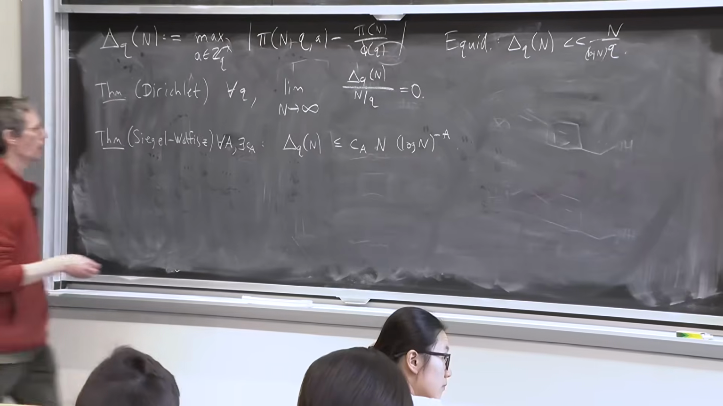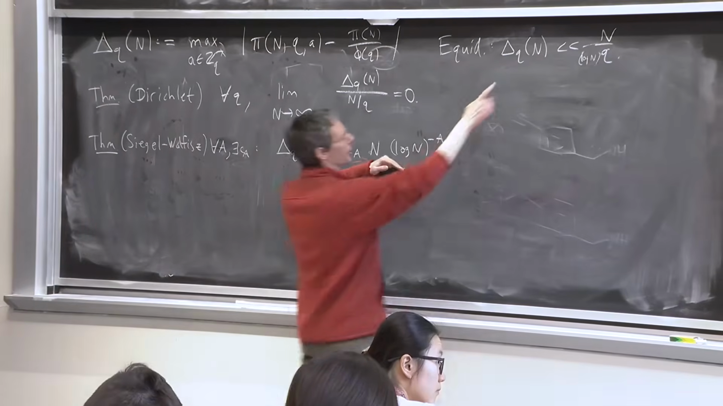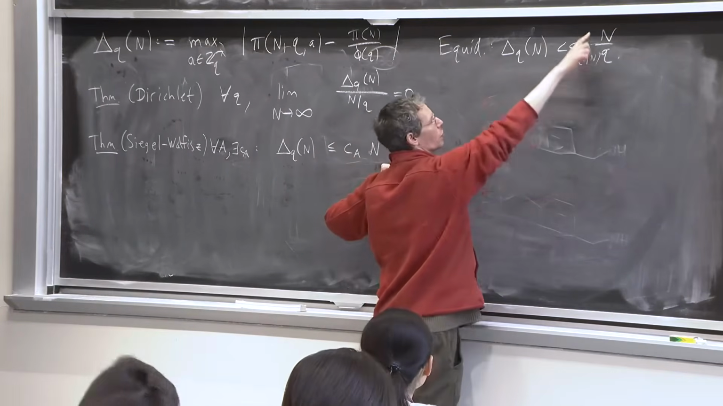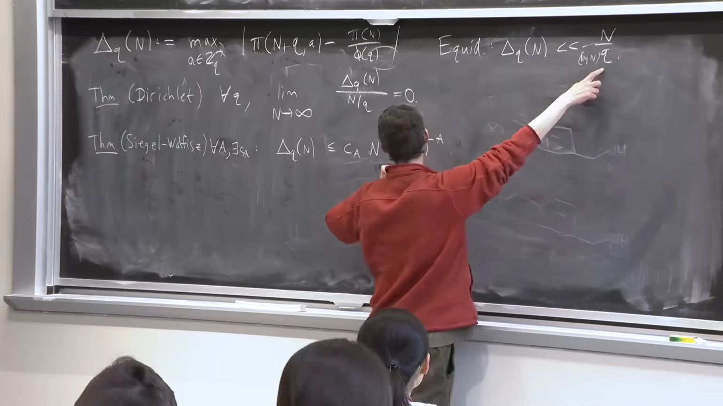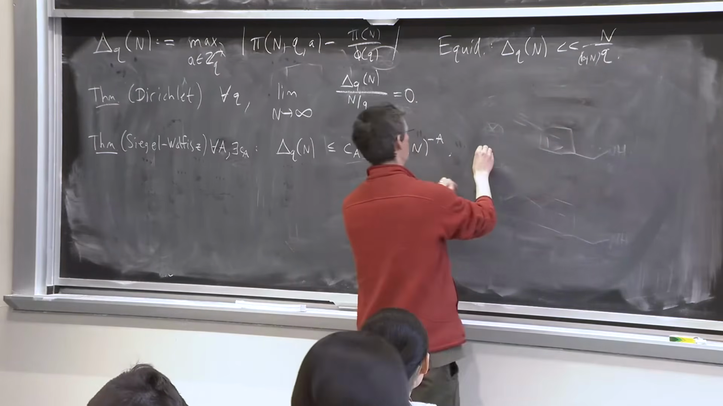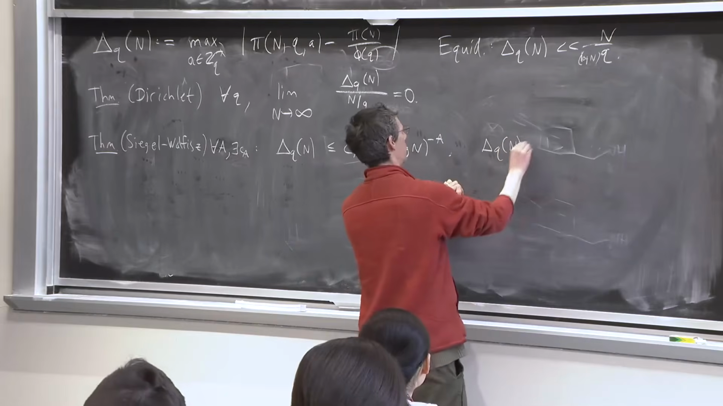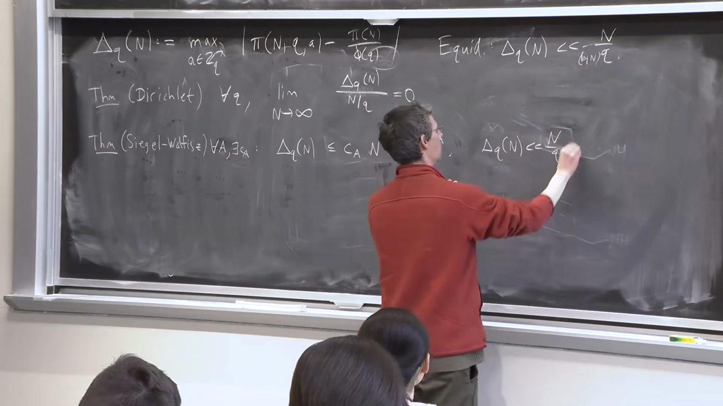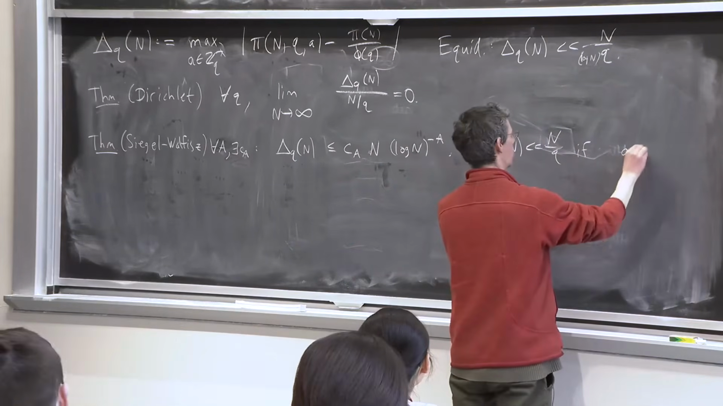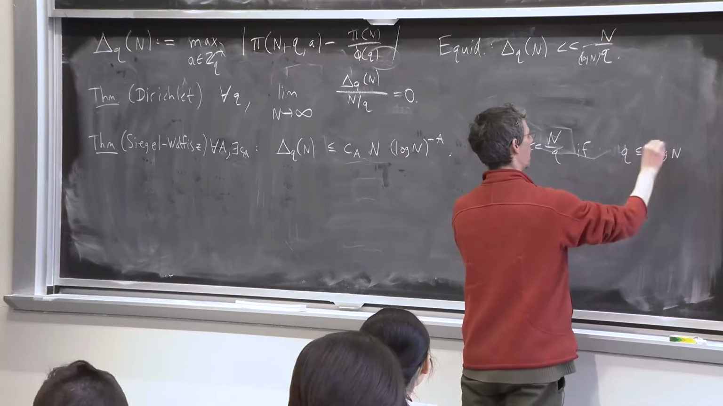Now, when is this useful? When does this tell us that delta_q of n is much smaller than n over q? Well, q cannot be too big. So delta_q of n is much smaller than n over q if q is smaller than a power of log n.